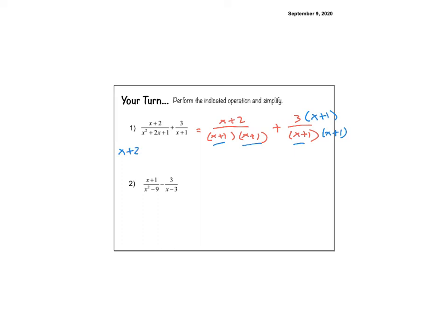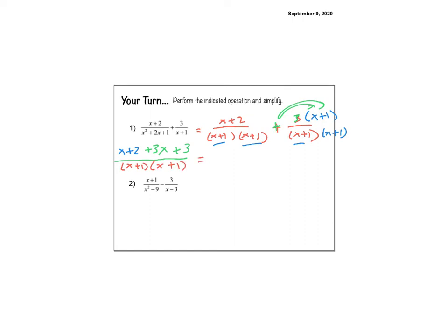So let's combine our numerators there. I'm going to go ahead and distribute the positive 3 through the parentheses there. So positive 3 times x is plus 3x, and a plus 3 times 1 is a plus 3, all over the common denominator of x plus 1, x plus 1.